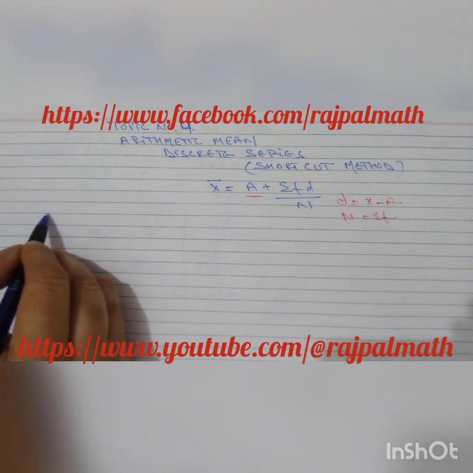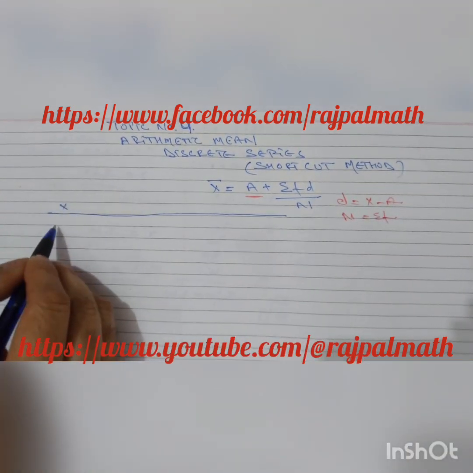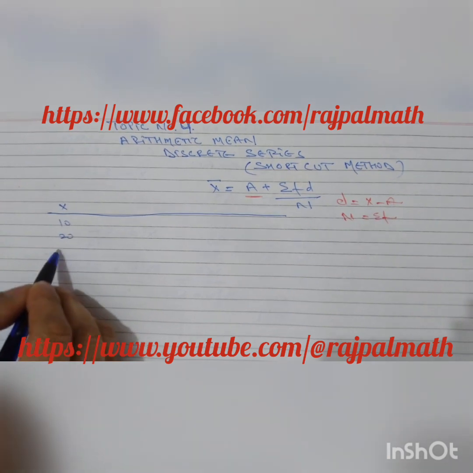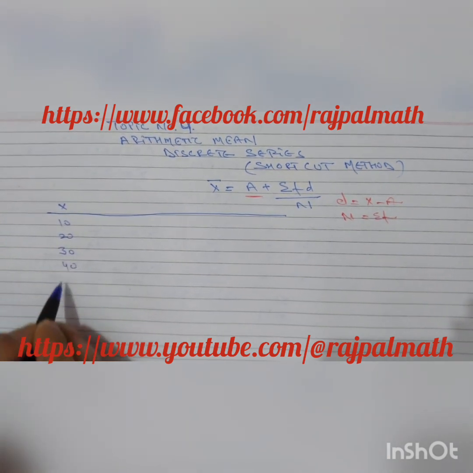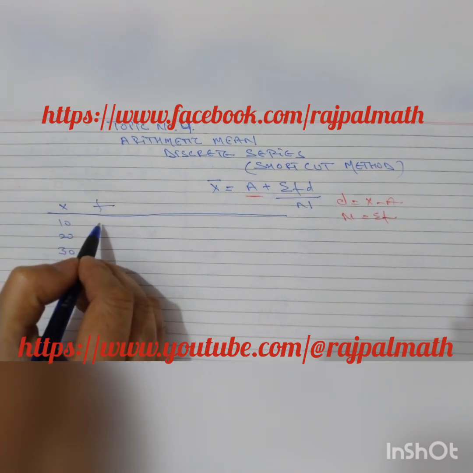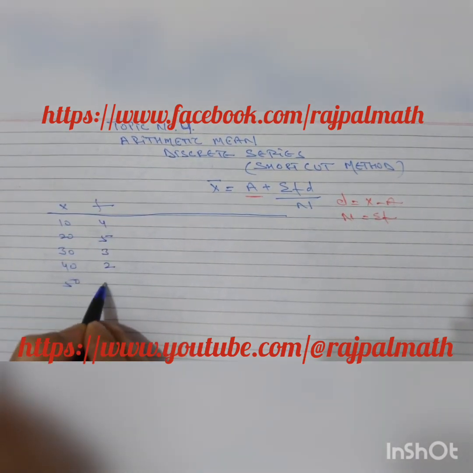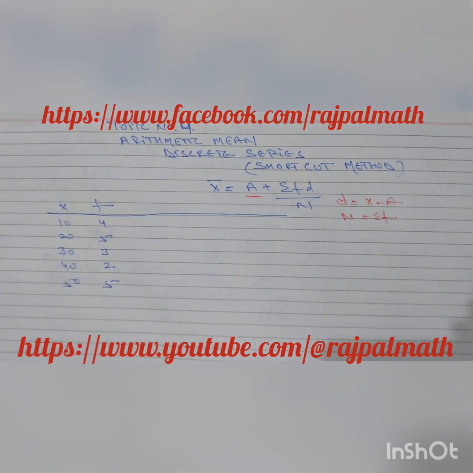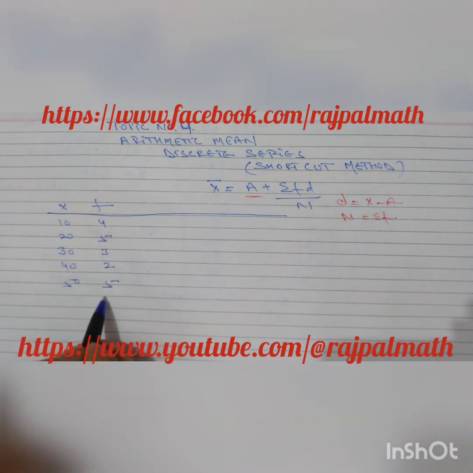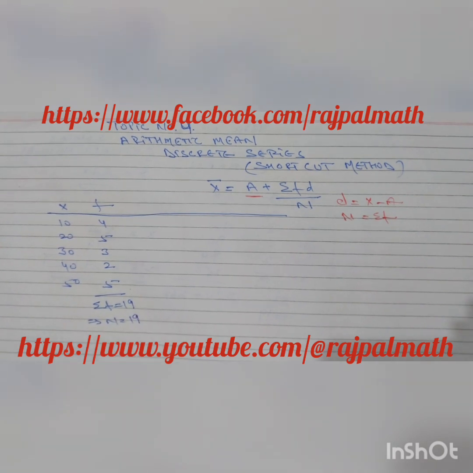Let's try one sum. Here x is given as 10, 20, 30, 40 and 50. Frequency is given as 4, 5, 3, 2, 5. Sum total of the frequency, summation f, equals 19, which implies n equals 19.